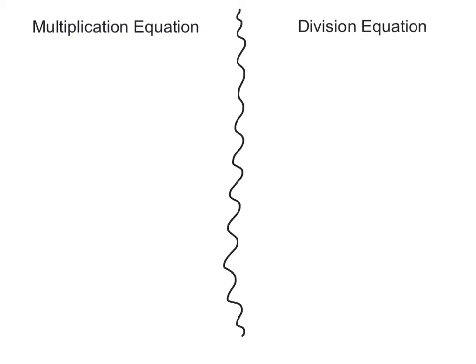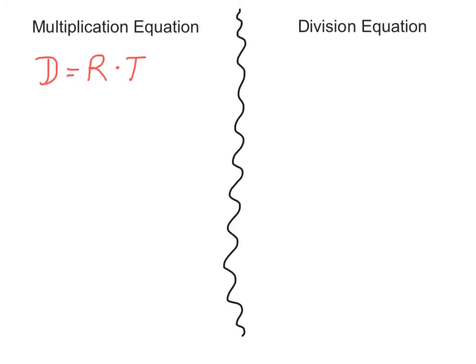So in order to solve a rate equation, we can write it as a multiplication equation or a division equation. So let's talk about the multiplication equation first. I'm going to write it as my distance, or d, is equal to rate times time. So if I multiply the rate and the time, that's going to get me my distance.